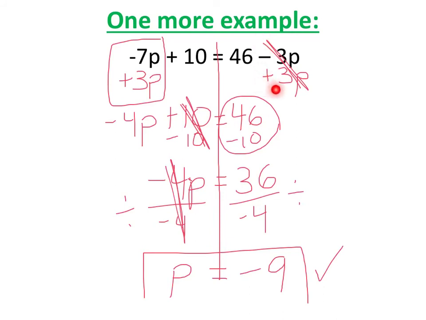Again, I chose in the very beginning, in the first step, to cancel out this negative 3p. If someone else chose to cancel out the negative 7p, their solution at the end would be exactly the same as mine. The work would look different, but the solution would still be p equals negative 9.